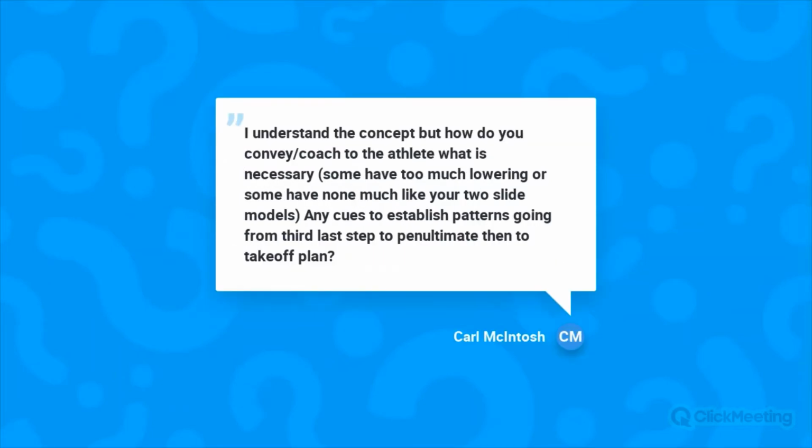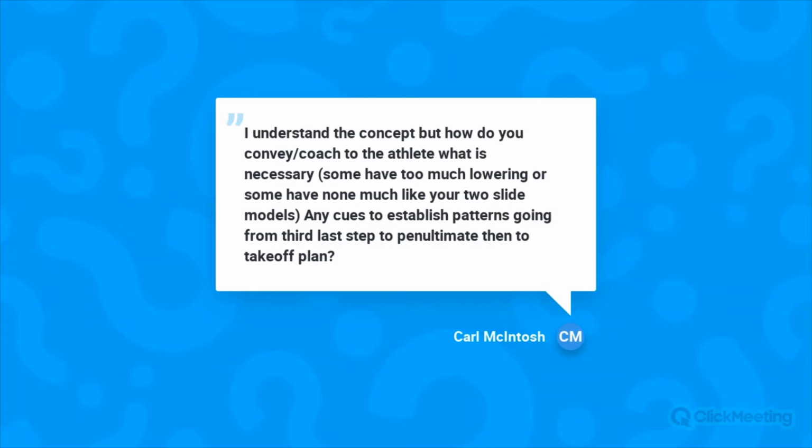Okay, Carl. I understand the concept, but how do you convey or coach to the athlete what is necessary? Some have too much lowering, or some have none, much like your 2 slide models. Any cues to establish patterns going from the 3rd last step to the penultimate and then the takeoff plan?